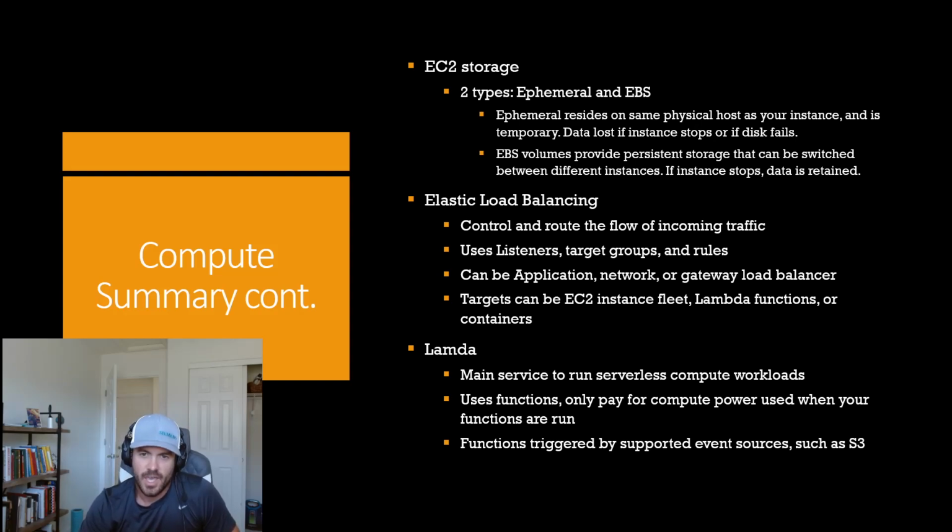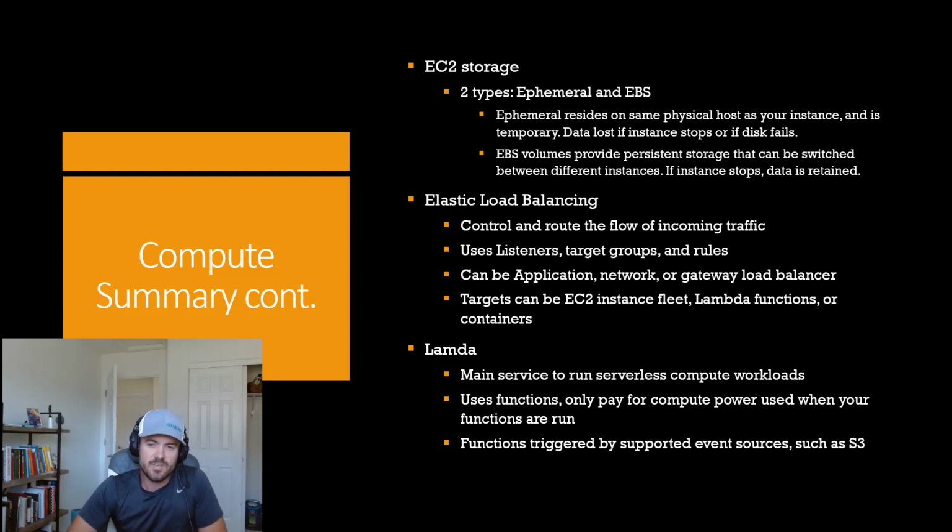And elastic load balancing controls and routes the flow of incoming traffic. It uses listeners, target groups, and rules, but it also has health checks as well. And it can be an application, network, or gateway load balancer, or a classic. Remember, there is a classic. You're probably not ever going to use it. Right? And then targets can be EC2, instance fleets, Lambda functions, or containers, or a range of IP addresses.